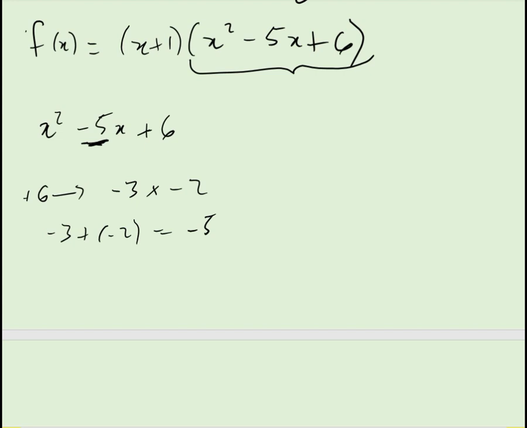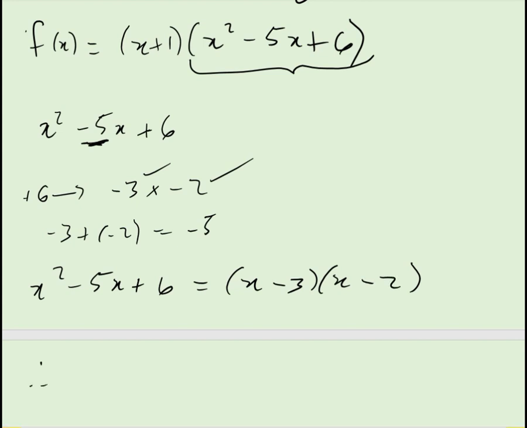So these numbers will be used in our factorization. So x squared minus 5x plus 6 can be written as x times x like this, and then we can put these values here, negative 3 and negative 2.